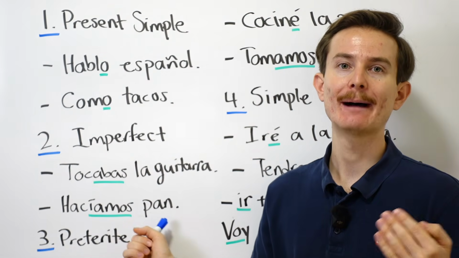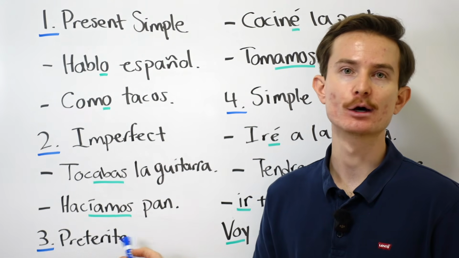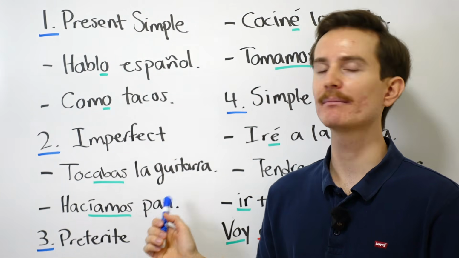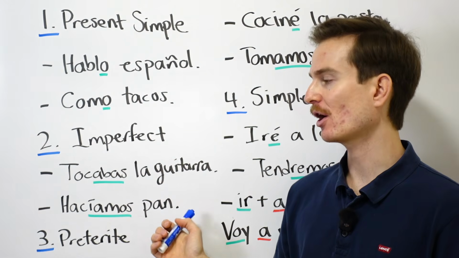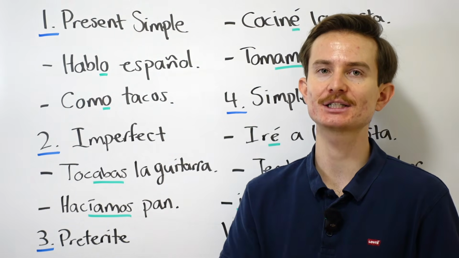Or, hacíamos pan. So, we were making bread. We used to make bread. We would make bread. I need a little bit of extra context in order to choose which translation sounds the best, okay?